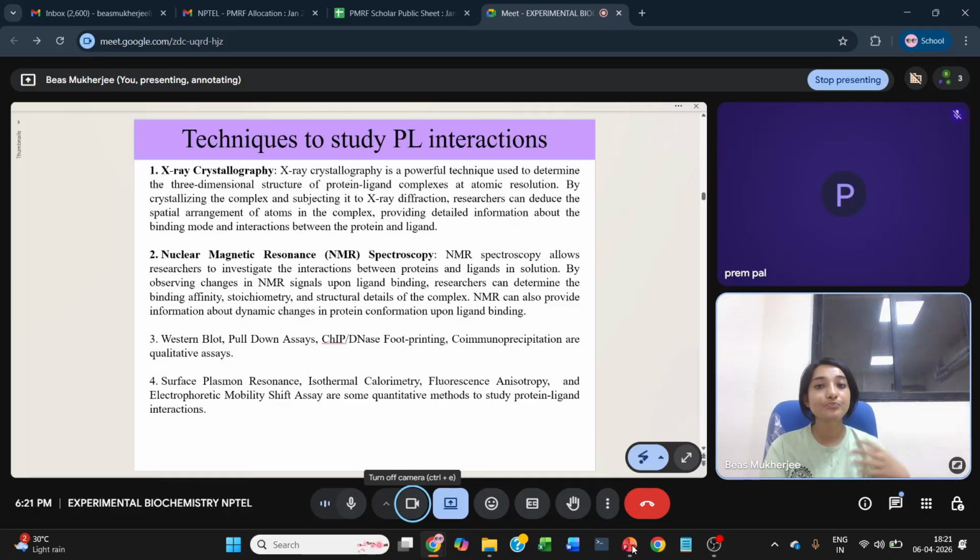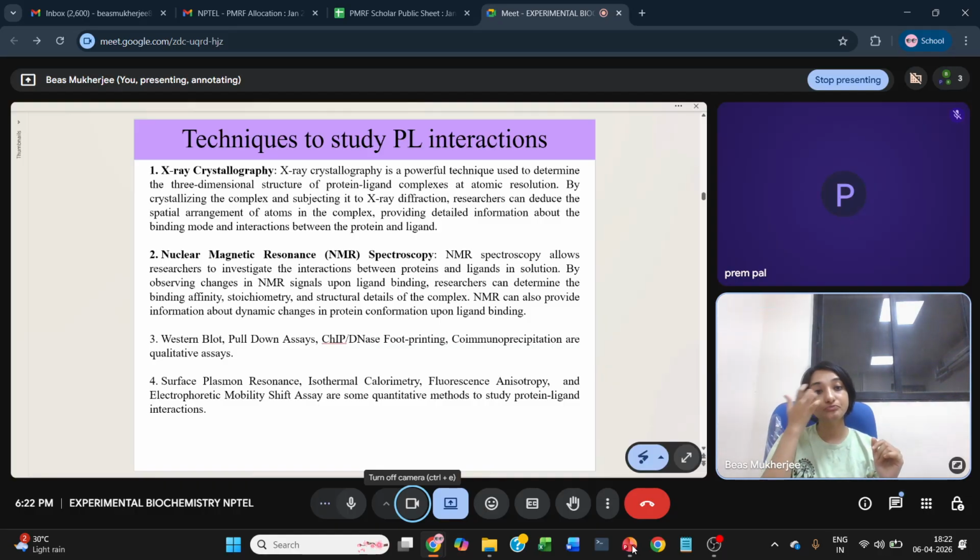Now, another thing is NMR spectroscopy. This is also a structural technique. This can be used for both quantitative and qualitative interpretation of a particular protein-ligand interaction. NMR spectroscopy allows researchers to investigate the interactions between the protein and ligands in solution. By observing changes in the NMR signals upon ligand binding, researchers can determine binding affinity, stoichiometry, and structural details of the complex. NMR also provides information about the dynamic changes in the protein conformation upon ligand binding.